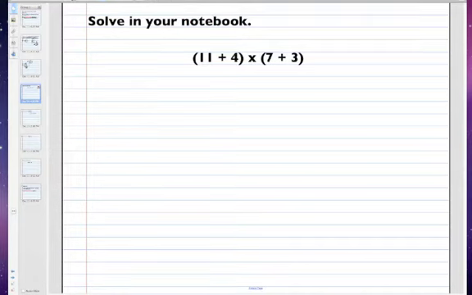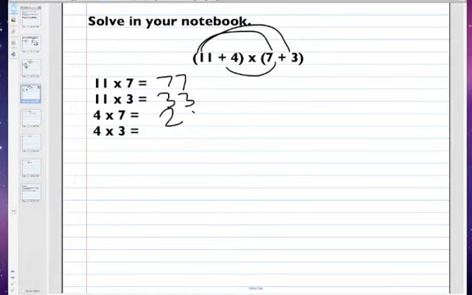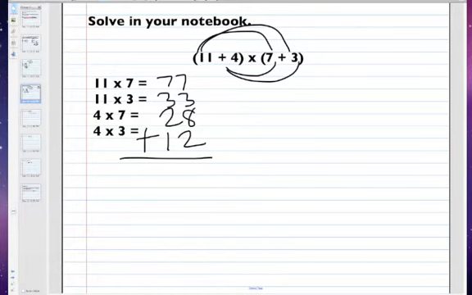All right, let's see. When you distribute, you'll have this product list. 11 times 7 is 77. 11 times 3 is 33. 4 times 7 is 28. And 4 times 3 is 12. When you added those together, you should have arrived at a product of 150.